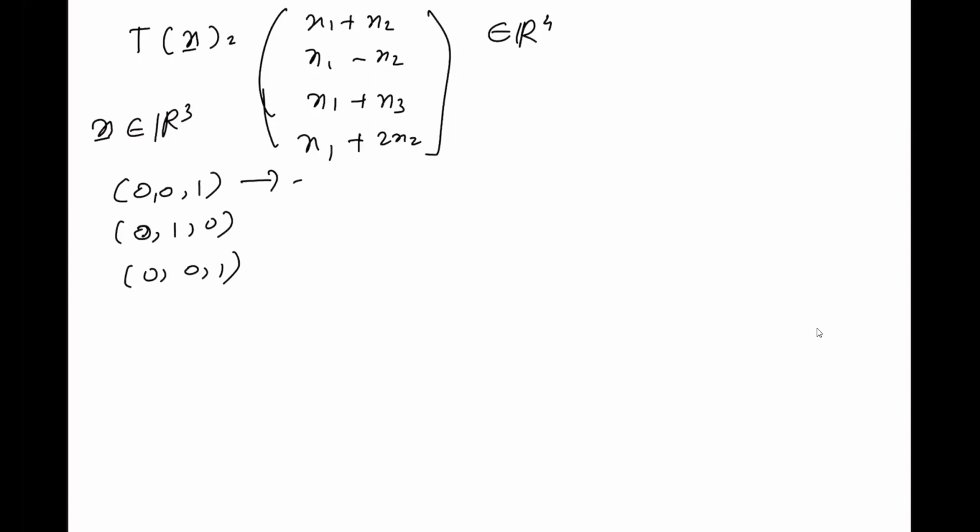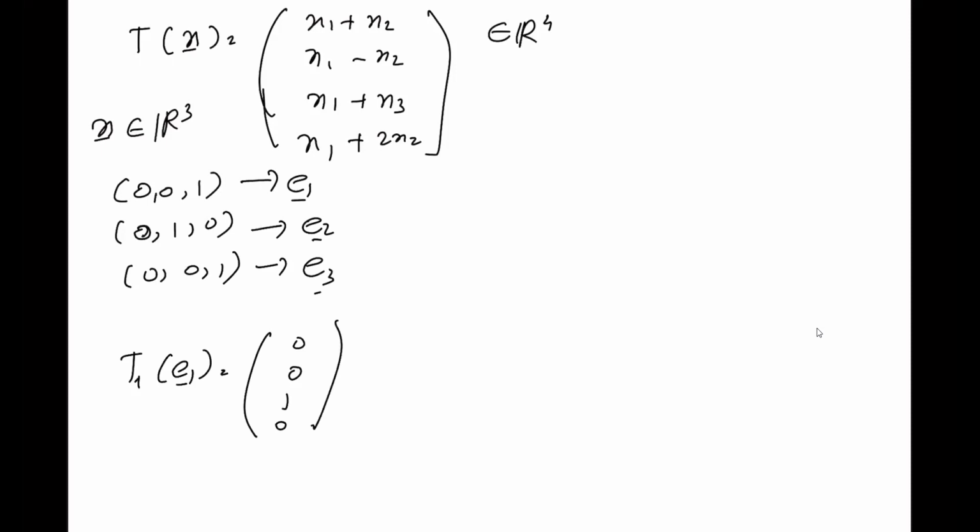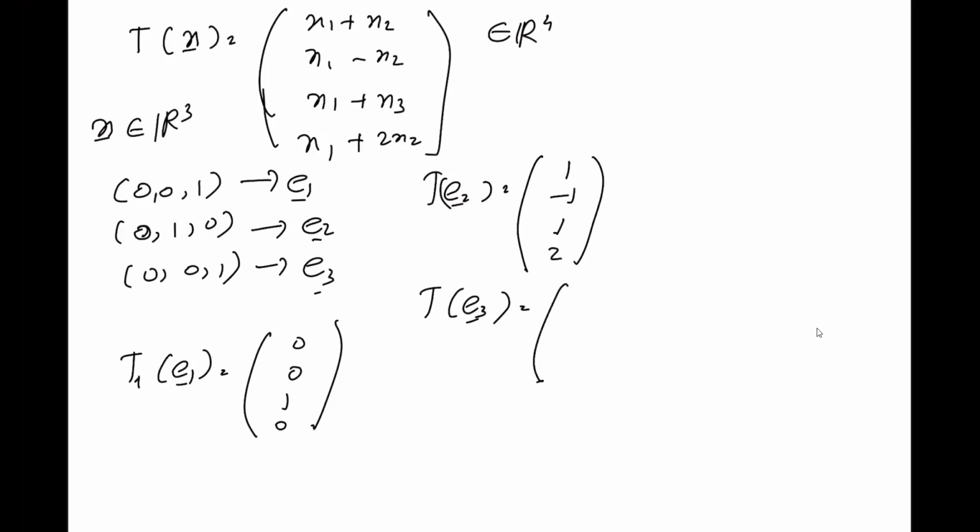If I get this as E1, this as E2, and this as E3, my transformation of E1 is x1 plus x2 is 0, x1 minus x2 is 0, x1 minus 3 is 1, and x1 minus 2x2 is again 0. And I can get TE2: x1 plus 2 is 1, this is minus 1, correct me if I'm wrong, and x1 plus 2x2 is 2. And TE3, I can get my transformation matrix is something like this: 0, 0, 1, 0.